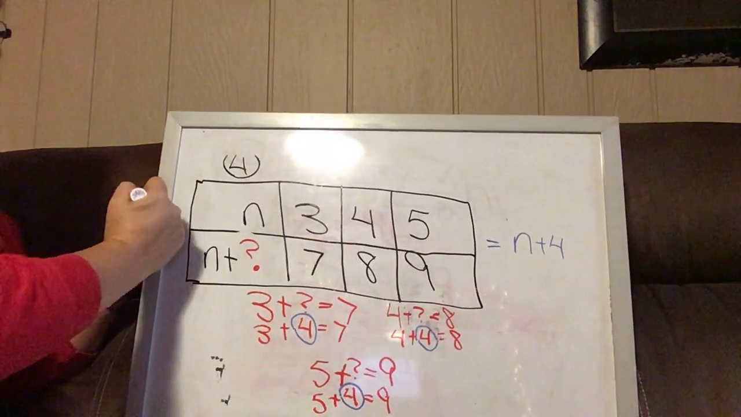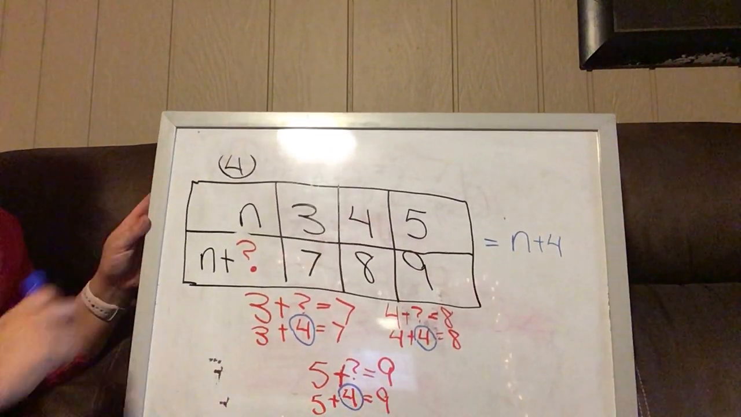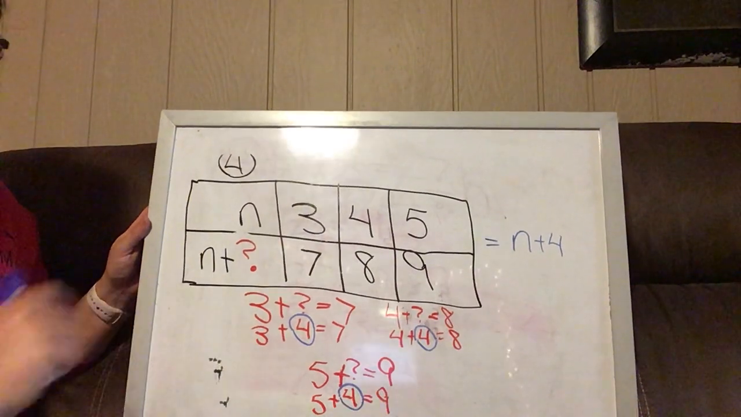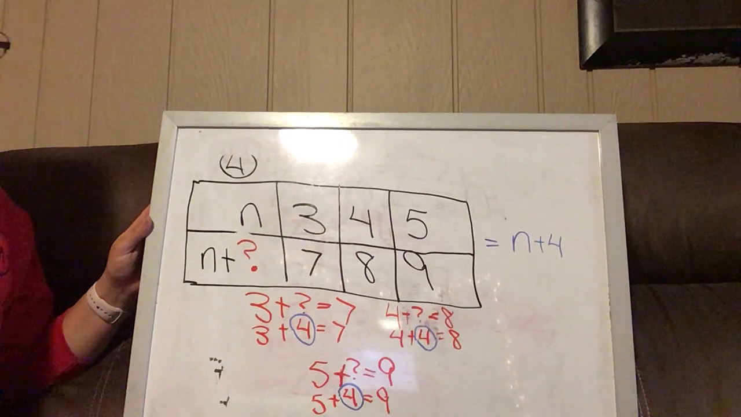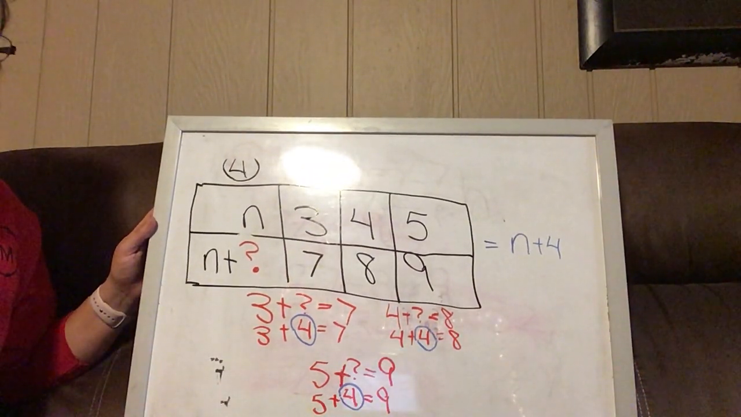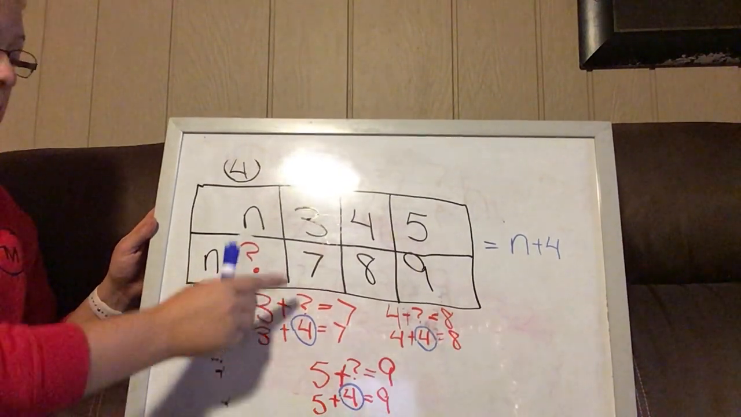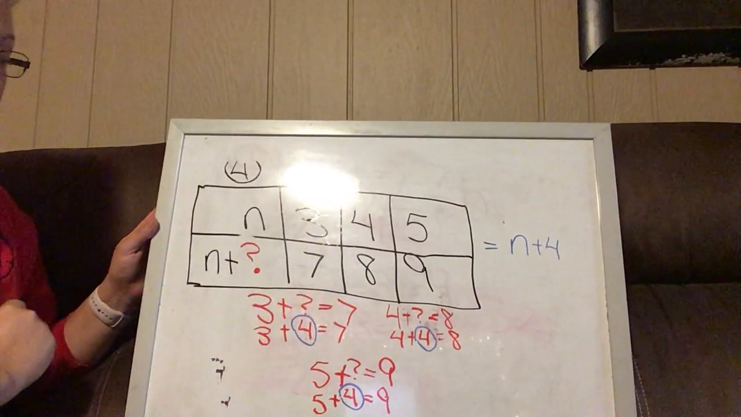I wrote this first one out, but I know these are very, very basic first grade math facts. 3 plus what number equals 7? 5 plus what number equals 9? 4 plus what number equals 8? But I wanted to write it out to show you guys. As you do a couple more of these, you'll start seeing that you don't need to write it out probably, because most of this math is mental math, and all you need to do is find the pattern.